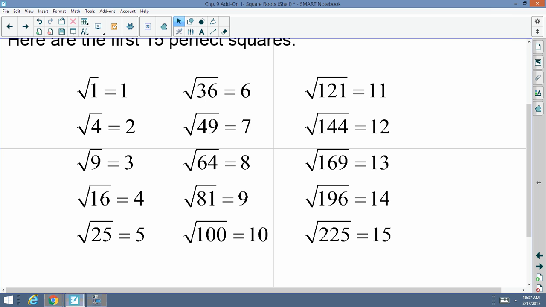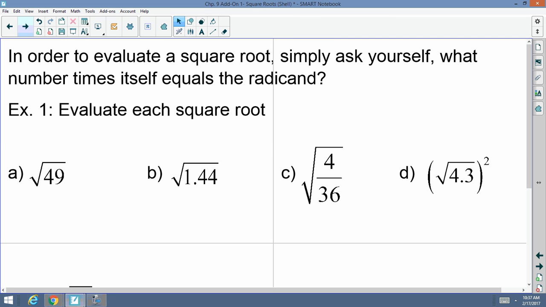Okay, sorry about that. So please, guys, do yourselves a favor and memorize these. I promise you that it's going to help you out later. Now, in order to evaluate a square root, simply ask yourself what number times itself equals the radicand.